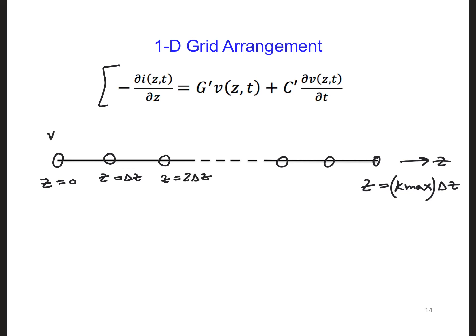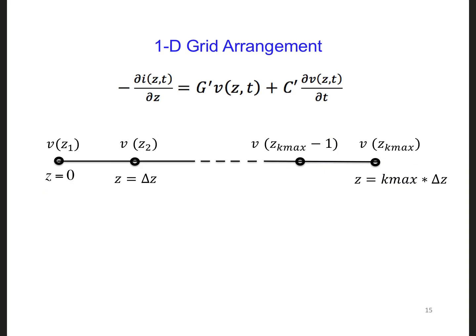So here is our first voltage that we're storing, V at Z1, where K is equal to 1, Z2 here, and our last one is V at Z K max, and here is the K max minus 1, goes down there actually. All right, so this is what the grid would look like. Right now we're just considering space. We're not considering how these are going to also be changing in time. So let's solve this first telegrapher's equation.